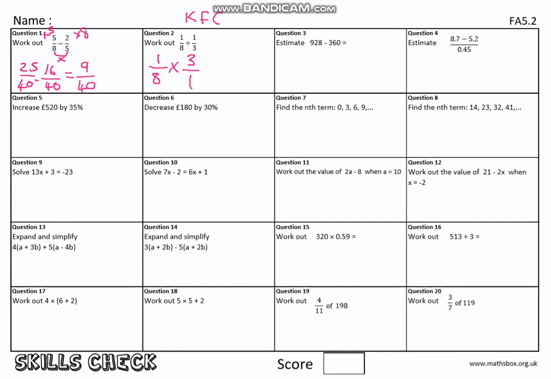Now, multiplying fractions is super simple. We just multiply the two numerators. So 1 times 3 is 3. And we times the denominators. So 8 times 1 is 8. So our final answer there is 3/8.